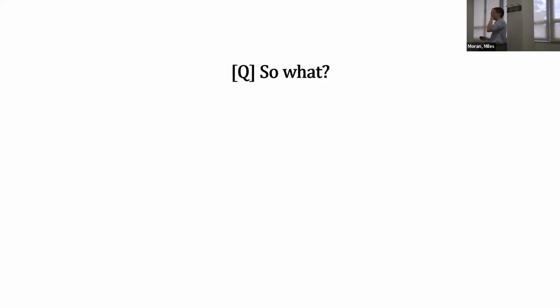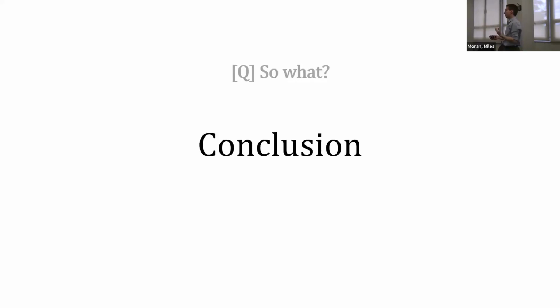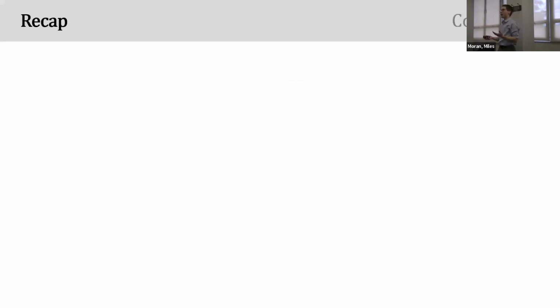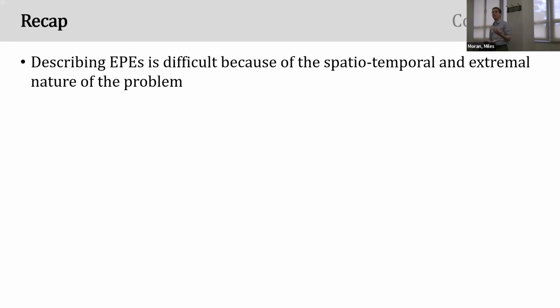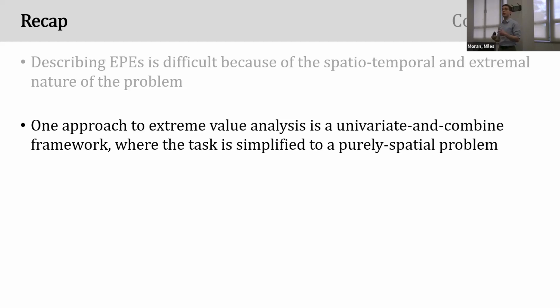So the question is, so what? Right? What do I care? Before I answer that question, I want to recap where we've been. Bottom line, describing EPEs is difficult because of the spatio-temporal and extreme nature of the problem. And the easiest approach to dealing with them is to collapse the issue down to only 1 or 2 dimensions, so to speak. As opposed to focusing on space and time and extremes all at once, we focus on this univariate approach, and then simplify the issue to just an issue of spatial interpolation.